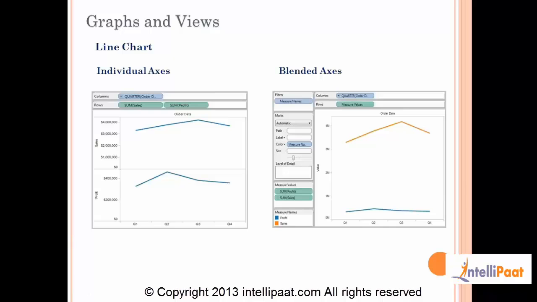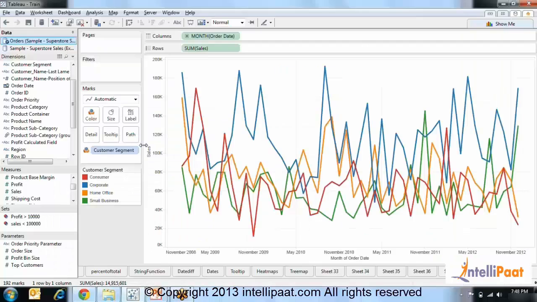Also sticking with the line charts, we have something called individual axis charts and blended axis charts. These are basically variations of the line chart.